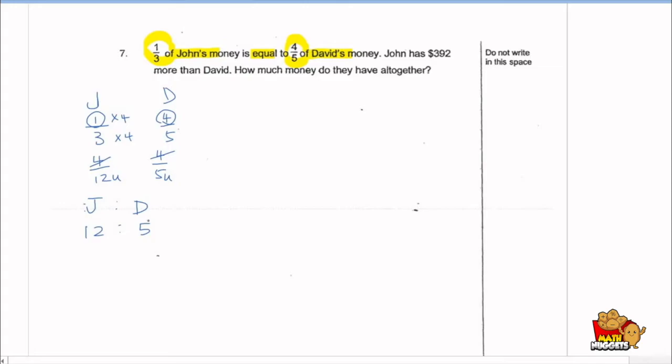The question says the difference between them is 392. So the difference in units is 7 units. So 7 units is 392. 1 unit is 56. So how much money do they have altogether?